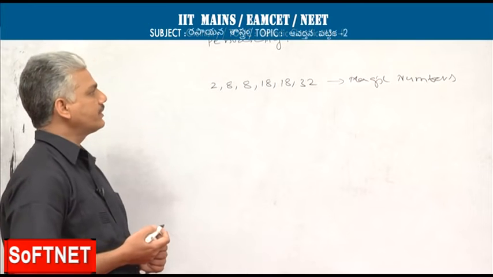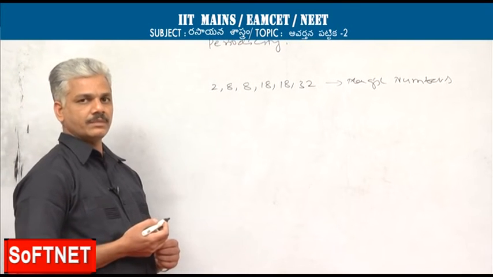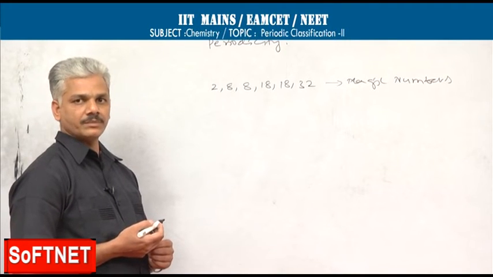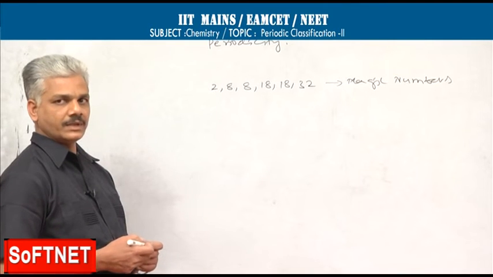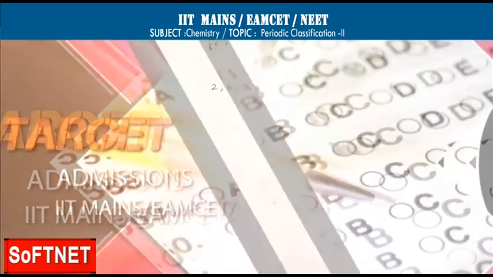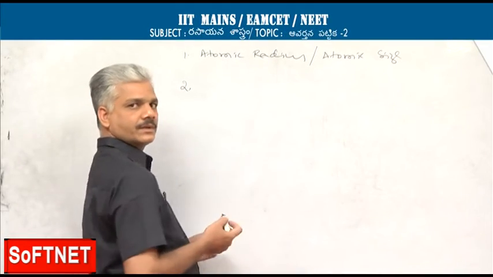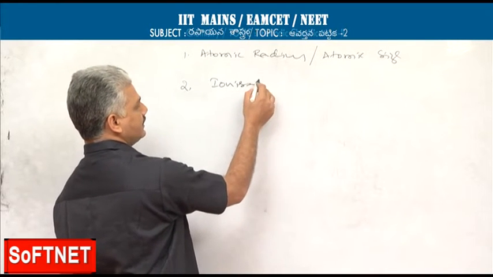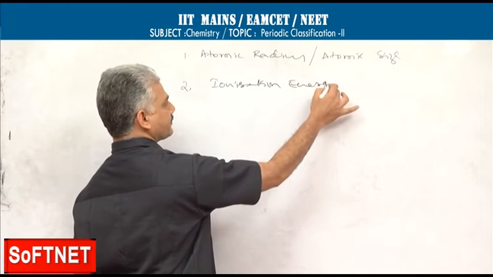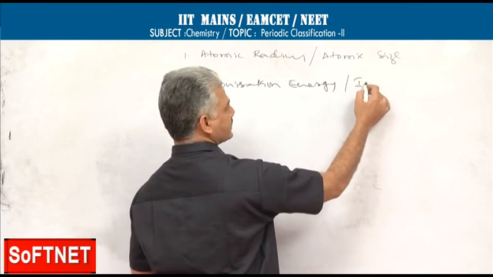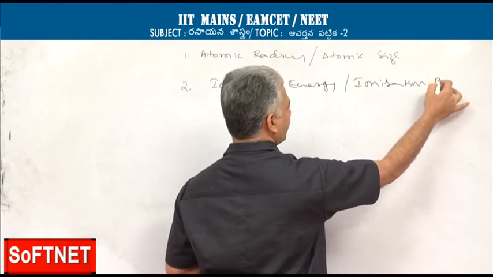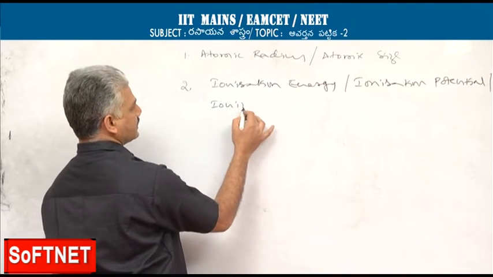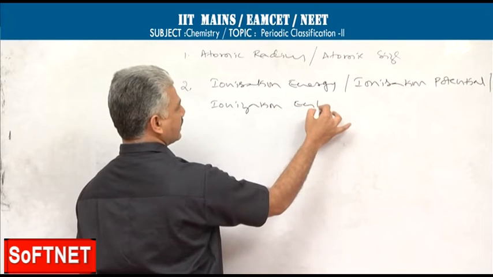repeated. This phenomenon is called periodicity, and the properties that get repeated at these intervals are called periodic properties. A total of 9 periodic properties have been identified. Atomic radius, also referred to as atomic size. Next periodic property is ionization energy. Ionization energy is also known as ionization potential as well as ionization enthalpy.